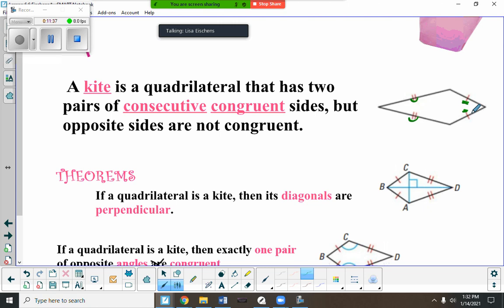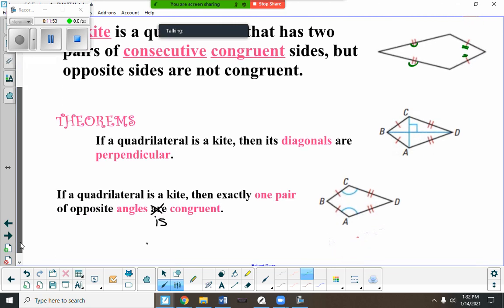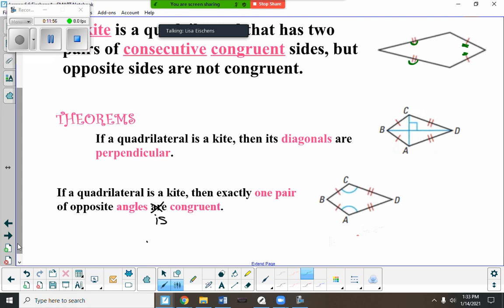All right, if a quadrilateral is a kite, then the diagonals are perpendicular. So in a rhombus and in a square, the diagonals are perpendicular, and also in a kite, you have perpendicular diagonals. And then if a quadrilateral is a kite, then exactly one pair of opposite angles is congruent. So the angles that are congruent are the ones that are between the non-congruent sides. So where the 2 sides that are not congruent come together, it's those angles, and the ones that are across from each other are congruent.